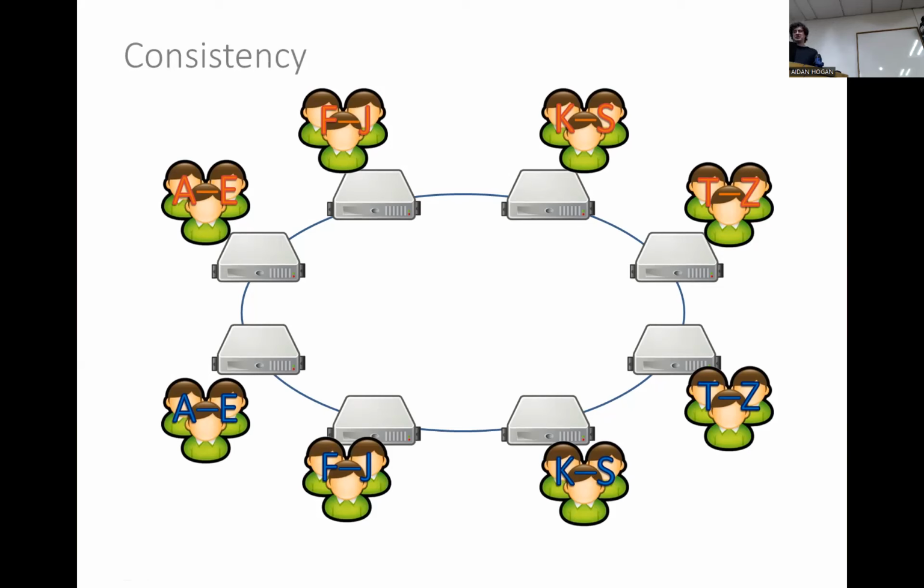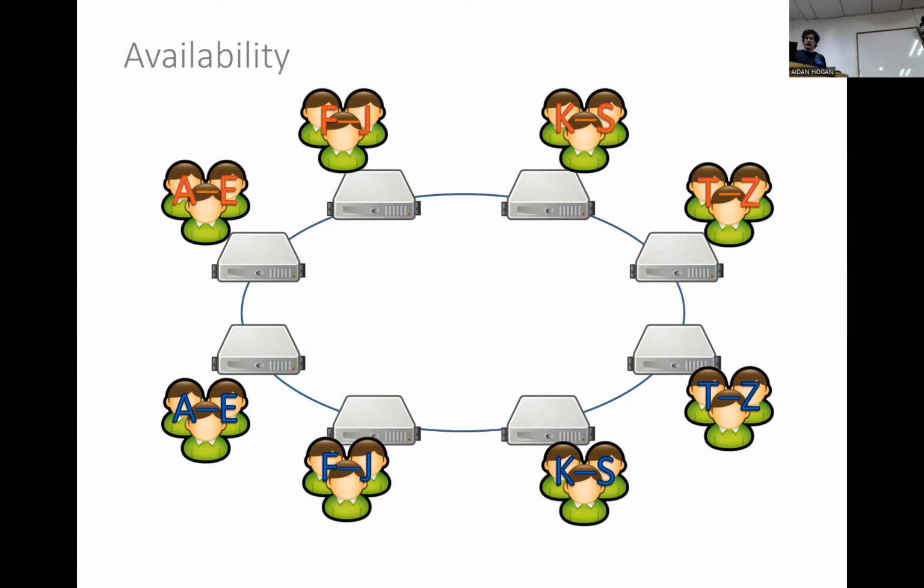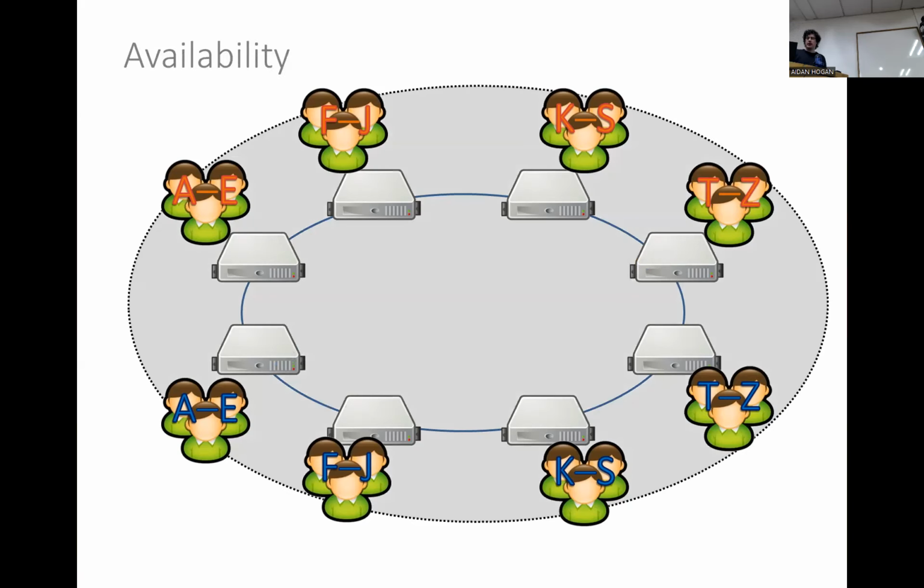So what does consistency mean here? Consistency means that basically all of the nodes, all of the machines in this distributed system have a common view of what is the state of the system. For example, there are 891 users whose username starts with M, right? So they have a consistent view of the state of the system, the database, for example.